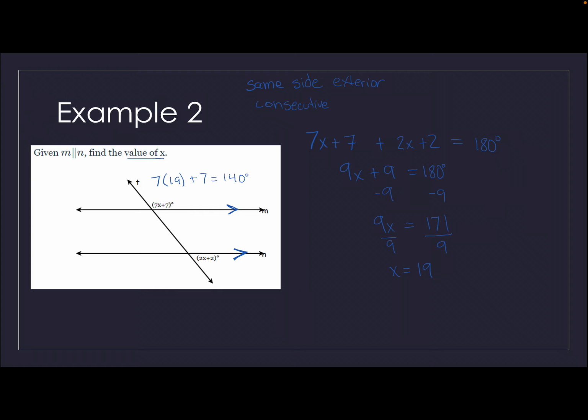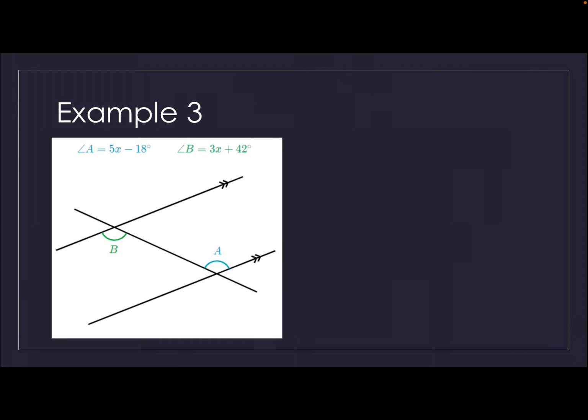And x is 19. So then if we substitute in 19 at the bottom, we get 2 times 19 plus 2. That's 38 plus 2, which is 40 degrees. So 140 plus 40 is 180. So our consecutive exterior angles are supplementary, or our same side exterior angles are supplementary. So that's how we know our work is correct.